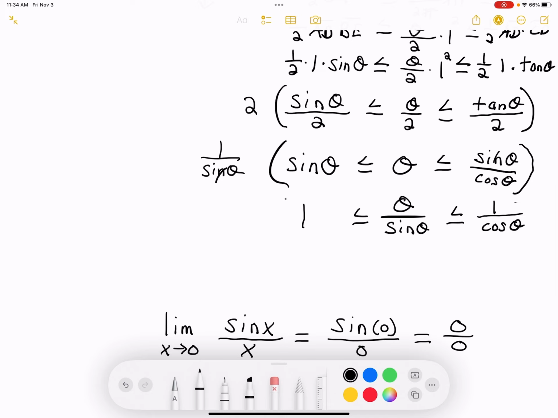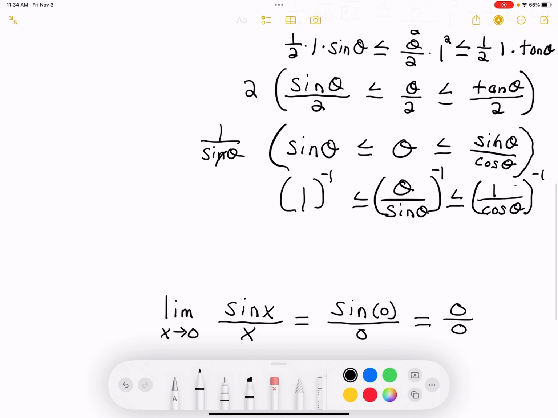And then I'm going to raise every term to the -1 power, which is just taking the reciprocal. So the reciprocal of 1 is still 1. The reciprocal of theta over sine theta is sine theta over theta, and you may see where we're going with this now. And the reciprocal of 1 over cosine theta is just cosine theta.